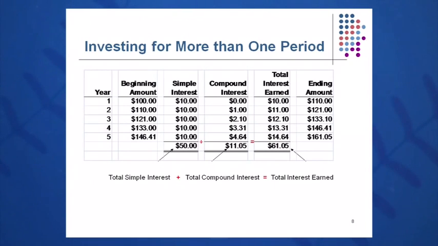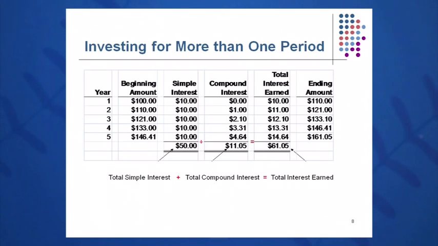Here's a great example in a chart of putting that $100 in a simple interest bank and a compound interest bank. And in the simple interest bank, as I said, you're going to get $10 a year. So if I leave it in for 5 years, at the end of 5 years in Bank A, which is a simple interest bank, I'll have $150.